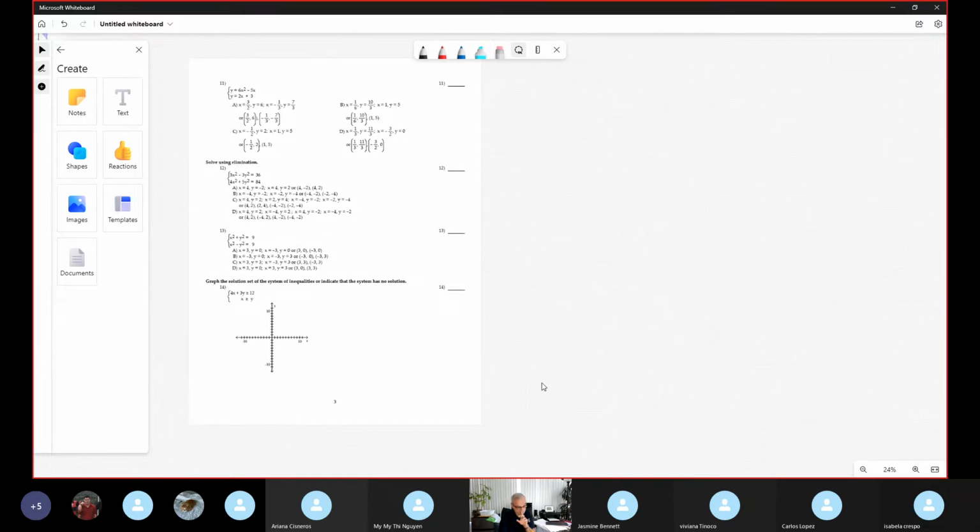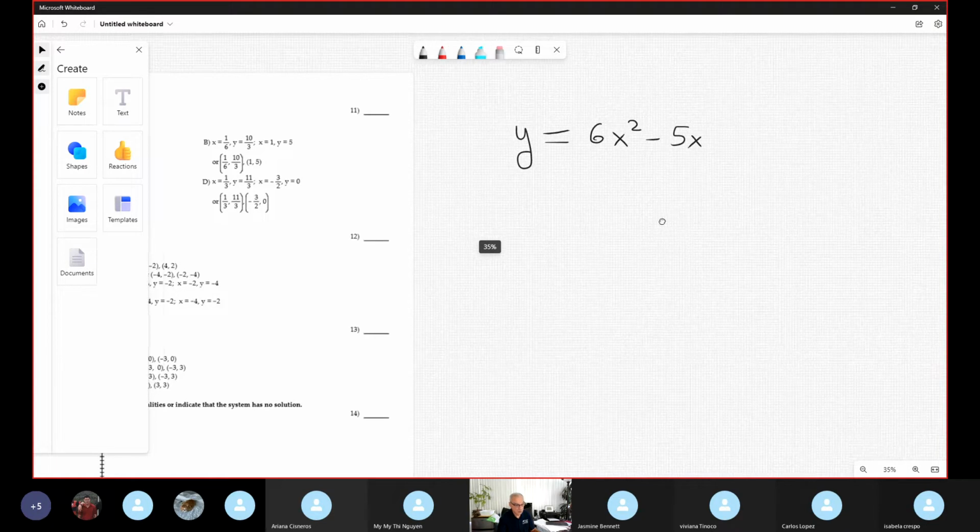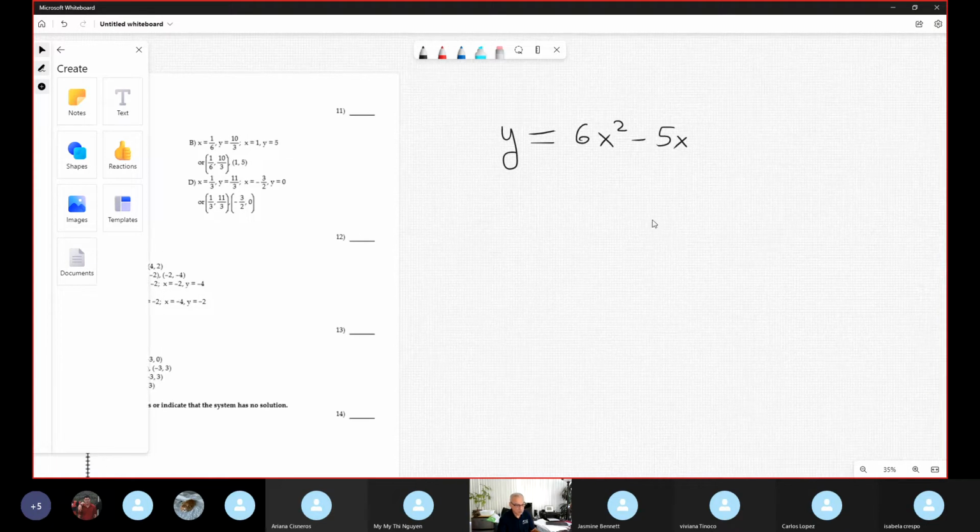Okay, 11. Well, 11 is easy in my opinion because, look, the first equation is y equals 6x squared minus 5x. Okay, let me zoom to see more clearly. And the second equation is y equals 2x plus 3. This is the system. Equation 1, equation 2.